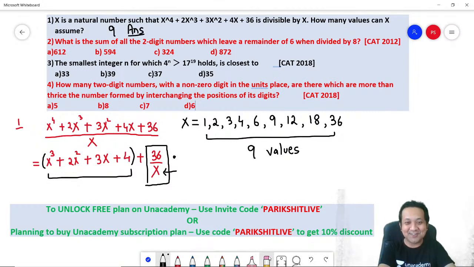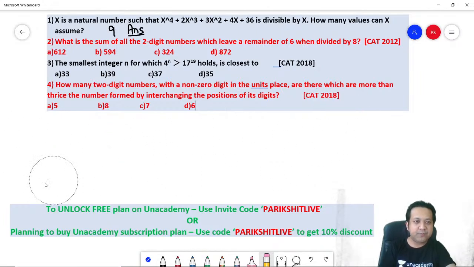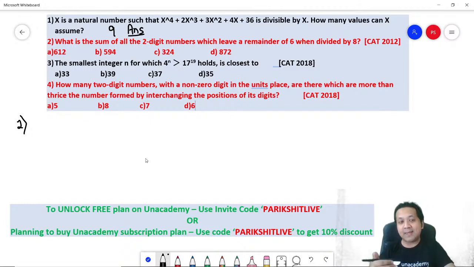Yes. Let's go to the second one. Let's go to question number 2. What is the sum of all two-digit numbers which leave a remainder of 6 when divided by 8?